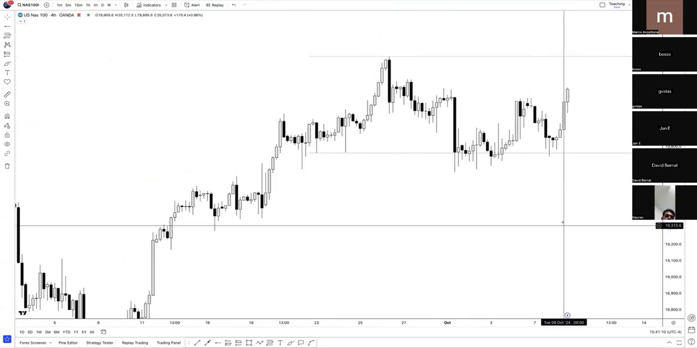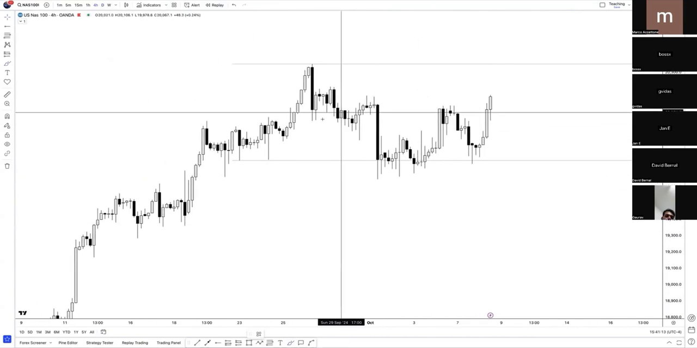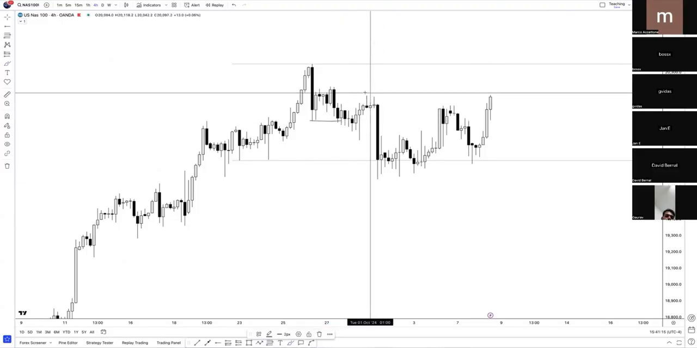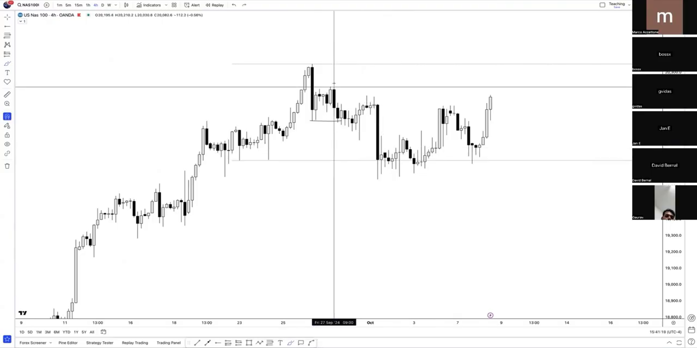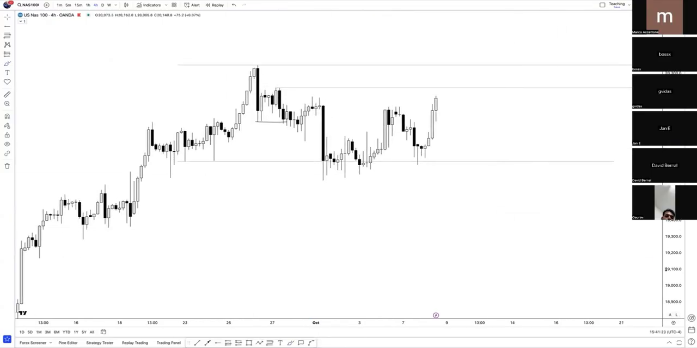And then go to the 4 hour. What can I see? BOS to the downside. Price respects this area to the left-hand side, moves away. Right? Big sell-off. So this is definitely going to be my next area to target.